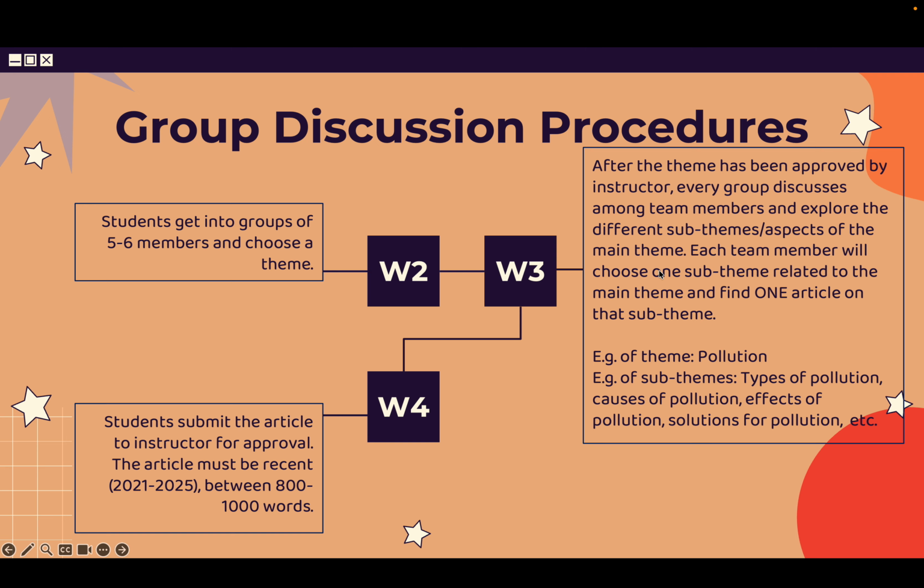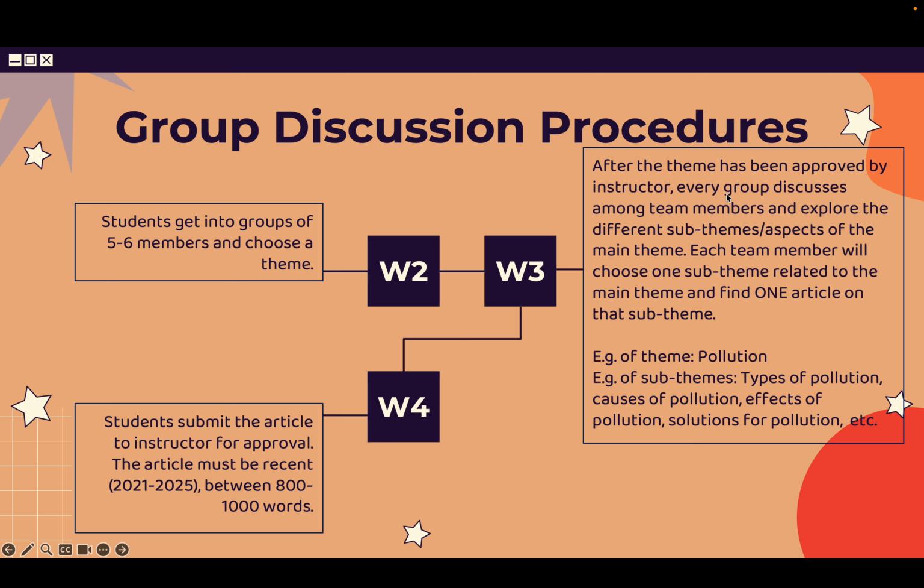Then each team member will choose one sub-theme related to the main theme and find one article on that sub-theme. For example, if a group of 5 to 6 students chose the theme pollution, each student in the group will have to choose a different aspect of the theme. It can be types of pollution, causes of pollution, effects, solution. They can also choose to organize the topics into different types of solution, and then one student will do air pollution, the next student will do water pollution. It's really up to them, as long as all of the sub-themes are related to the main theme.